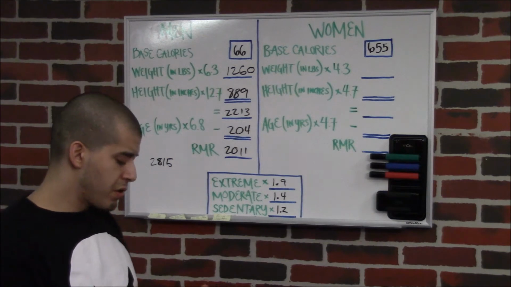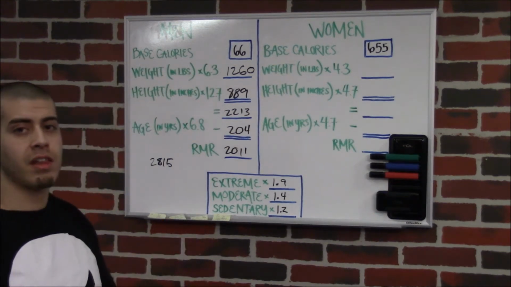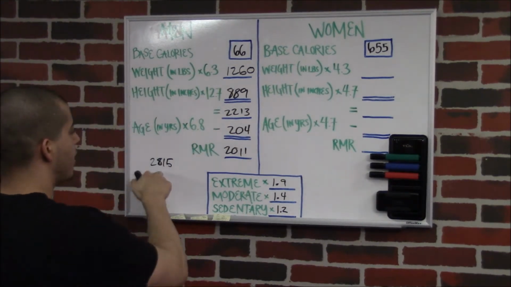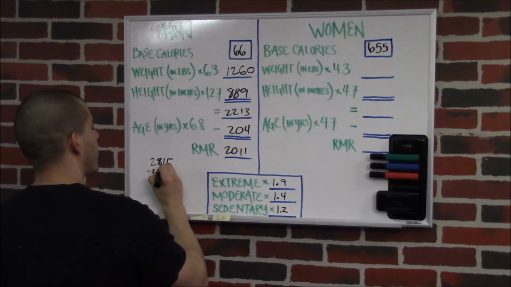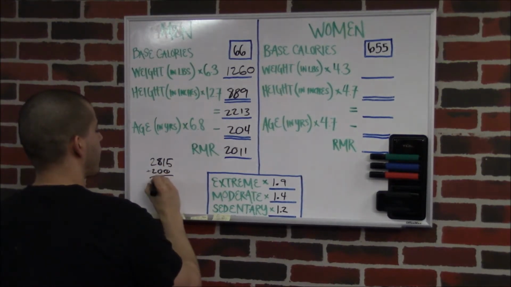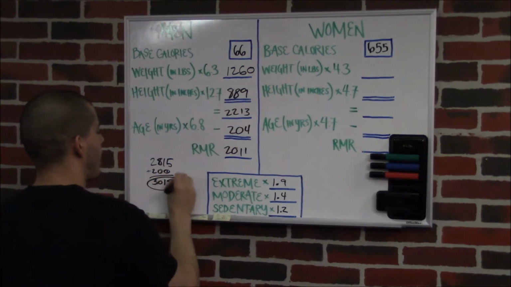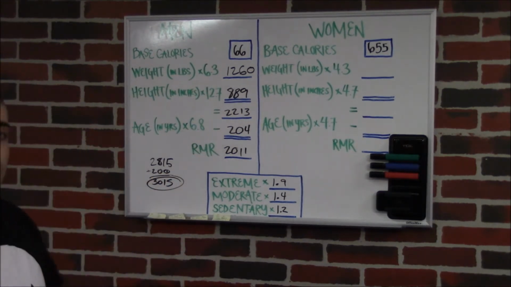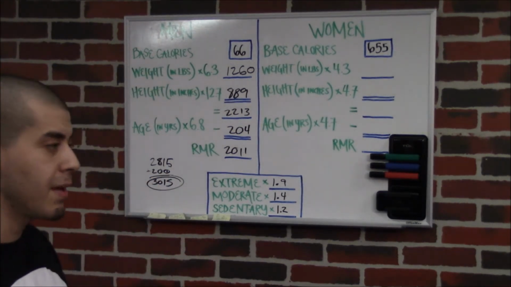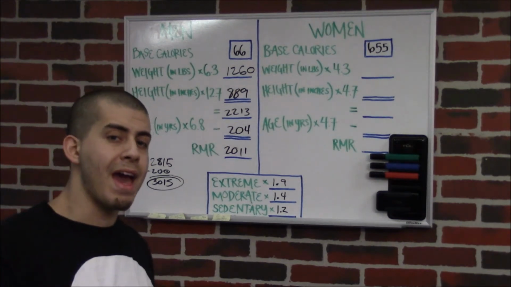So to do that, what we're going to do is we're just going to add 200 calories on top of that. So we're going to plus 200, and we're going to get 3,015. So 3,015 calories is how much I should be eating if I want to gain more lean mass.